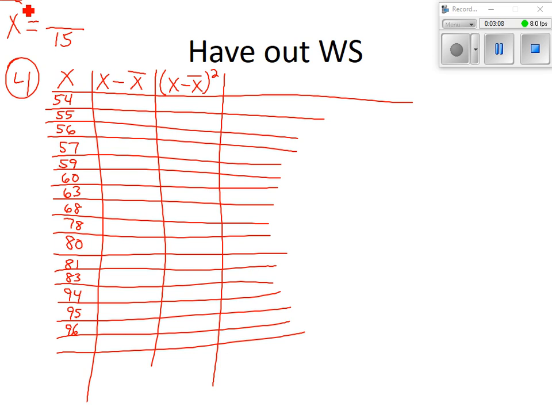71.93 repeating. What was the total? How did you type that in? 1,079. You did do that. You said 71 point 93 repeating. Let's just go 71.9, that's close enough.